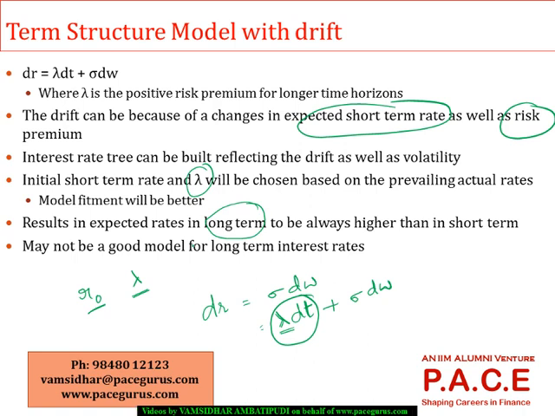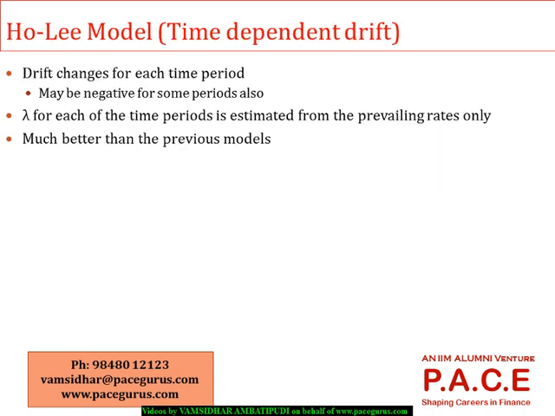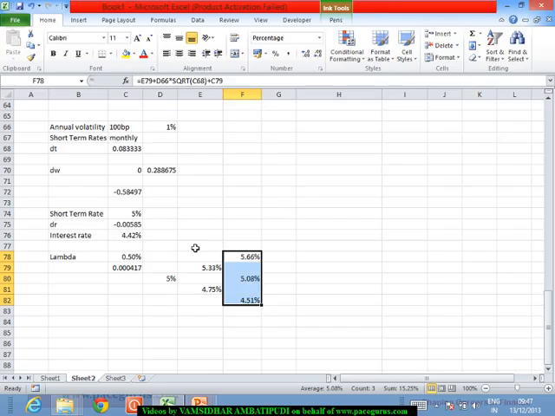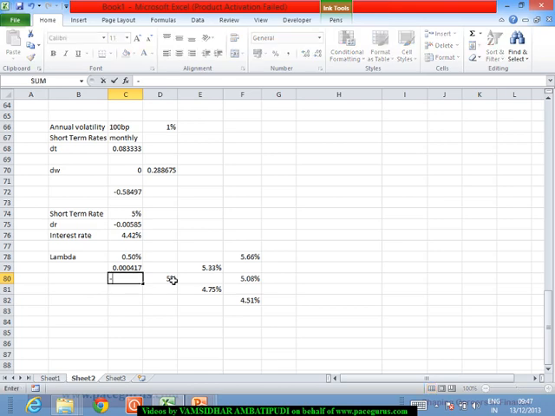Now, keeping that in mind, the next set of models to be built is where we create different lambdas for different periods. So probably this 0.5% I may take as the lambda for the first period, period 1. Probably for period 2 I may have even another lambda. It may be negative also.